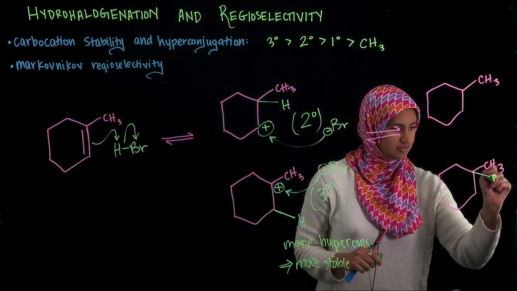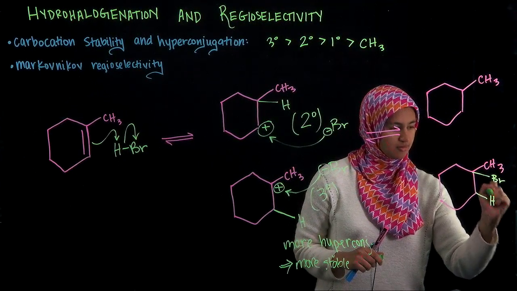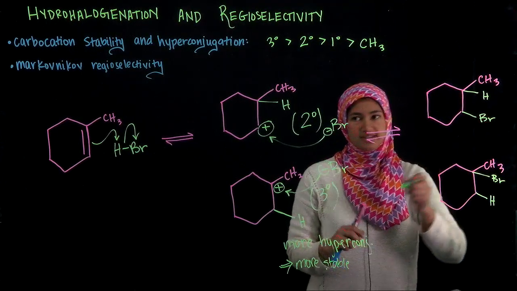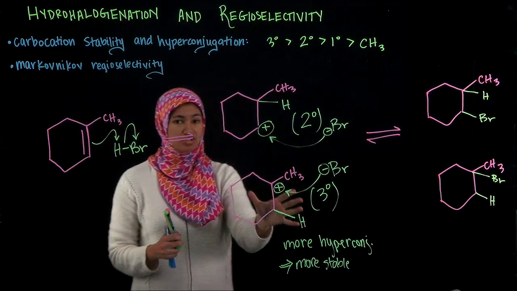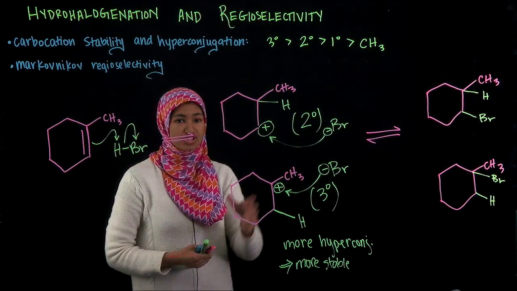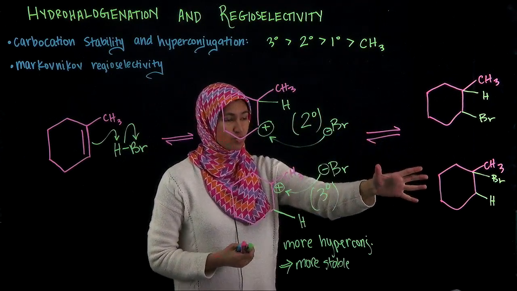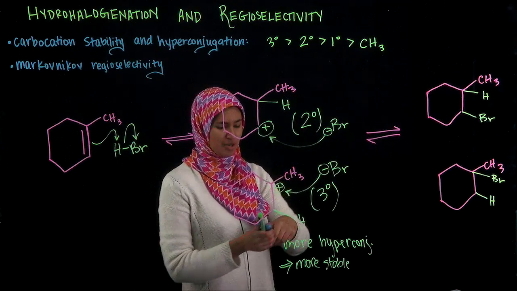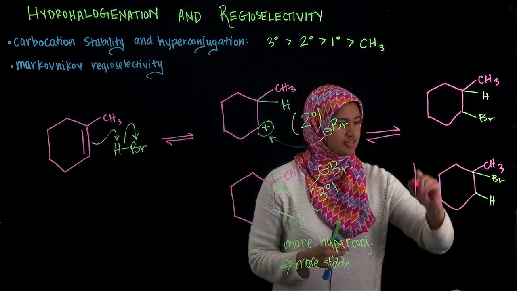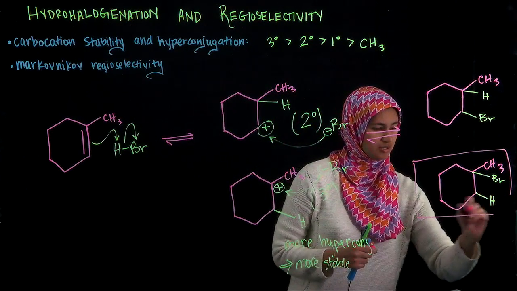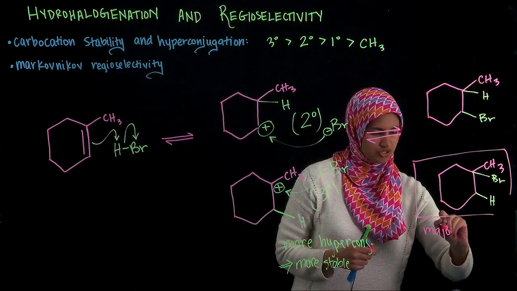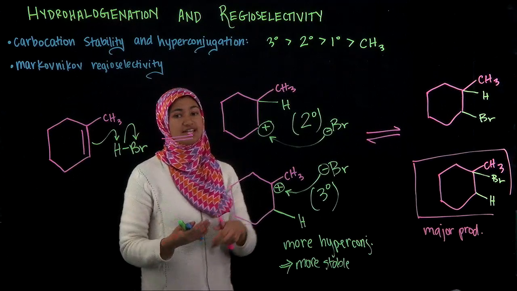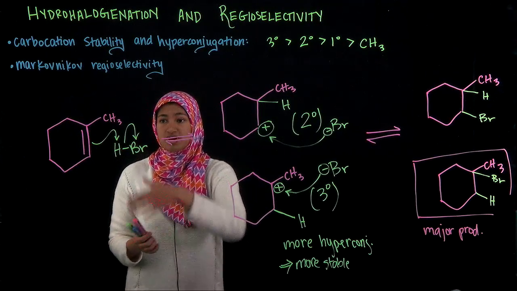And in this case, you have that versus this. And because this was our more stable carbocation intermediate, we know that this is going to be our more major product, our most major product of this reaction. So this is going to be our major product. Again, because of this idea of Markovnikov addition across your double bond.